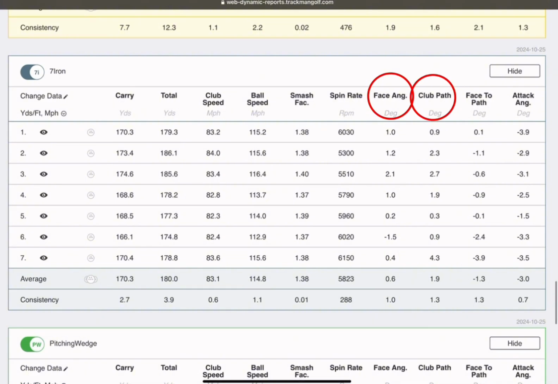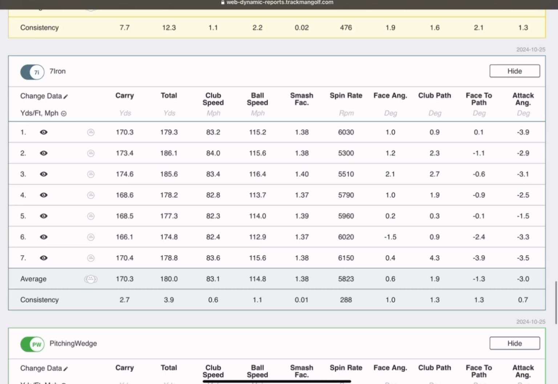So it's exactly the same in terms of if your club is 1 degree positive, it doesn't matter if you're a left-hander or a right-hander, it means that your club face is pointing 1 degree to the right of target. Same as if you come down here and you see my club face is minus 1.5, it doesn't matter if you're a lefty or a righty, your club face is pointing 1.5 degrees left of target. And it's the same with the path. So if it's 4.3 degrees positive, that means you're swinging to the right of target. So look at it in terms of the lefts and rights. Positive is to the right, negative is to the left.